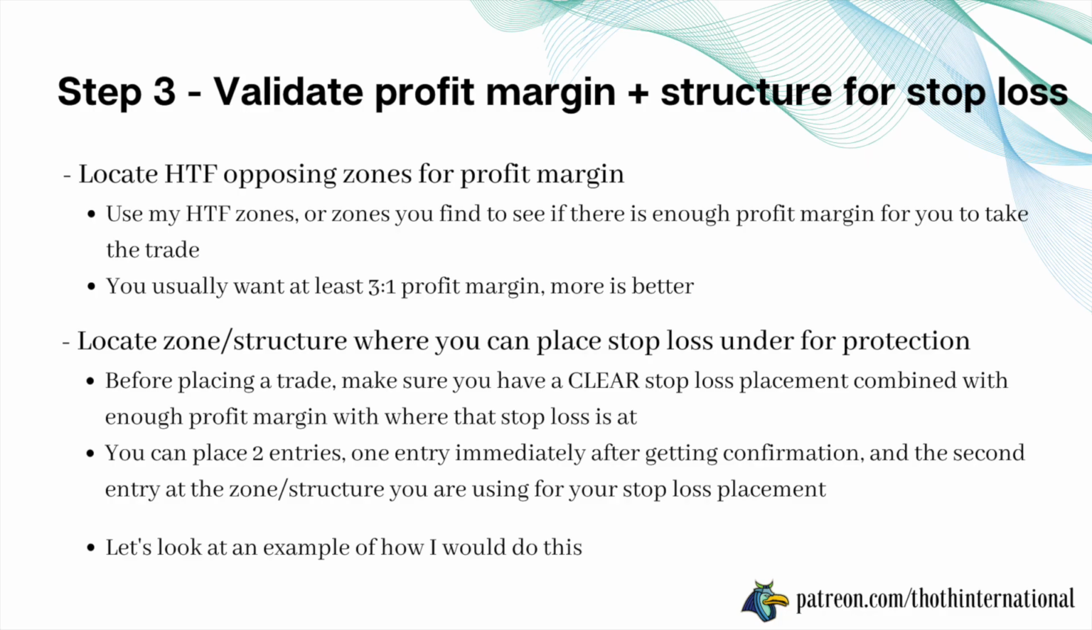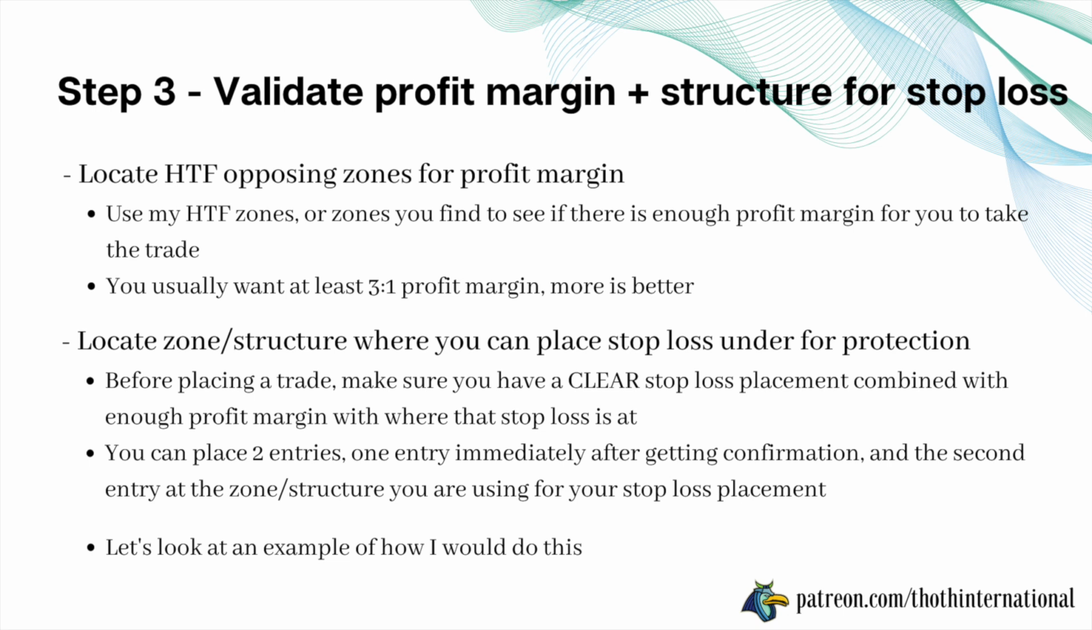All right, step 3, we need to validate the profit margin plus structure for the stop loss. So we need to locate higher time frame opposing zones for the profit margin. Now you can use my higher time frame zones, or find your own to see if there's enough profit margin for you to take the trade. You usually want at least 3-to-1 profit margin. More is obviously better. You don't really want to have only 1-to-1 profit margin available. You usually want more than what you want to take.